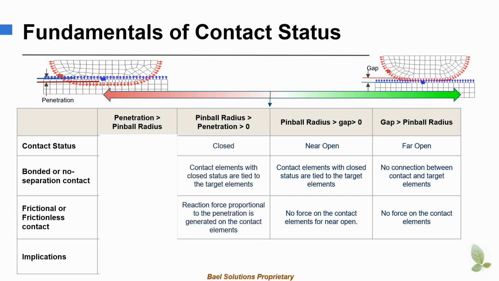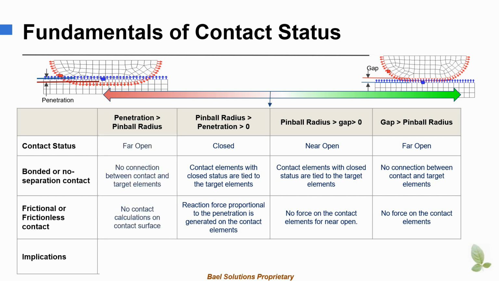If the distance between the contact and the target is negative, but smaller than the pinball radius in magnitude, then the contact status will be closed. For bonded and no separation contact types, constraints will be created between the contact and the target elements. For frictional and frictionless contacts, contact penetration, contact reaction forces, pressures, frictional forces, and all other relevant outputs will be calculated.